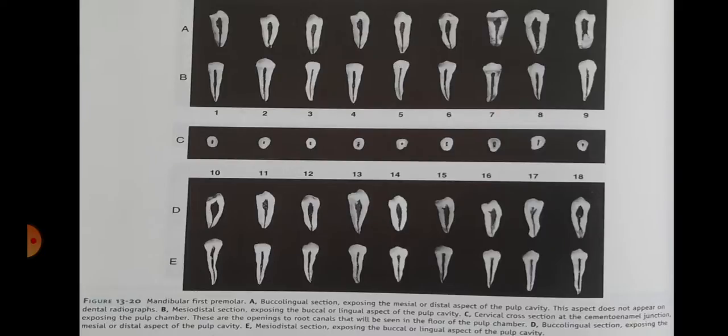You can see this in figure 13.20 C1, 3 and 4. Or it may be triangular. You can see this in figure 13.20 C5, 7 and 8. The pulp cavity may be rounded. You can see this in figure 13.20 C5. Or it may be elliptical.